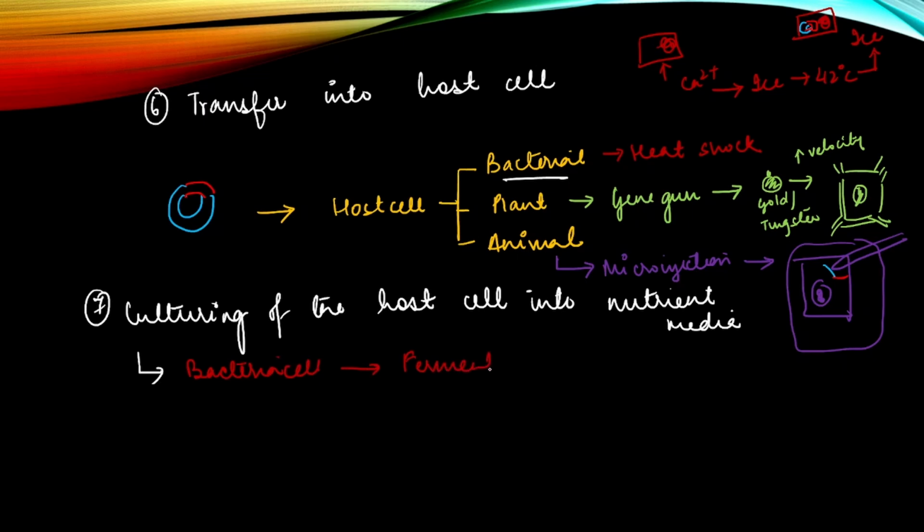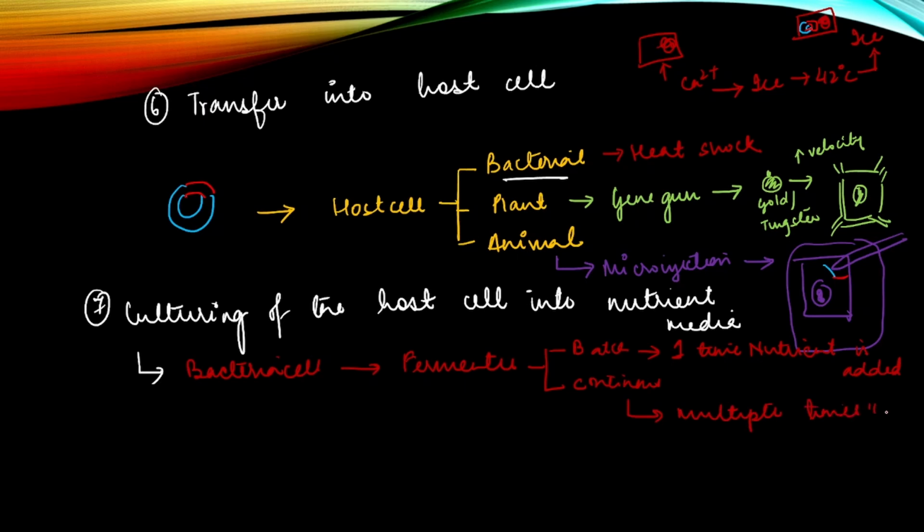And in the fermenter, two types of process will be there: batch and continuous. Any one I will be using. In case of batch, only one time nutrient is added. And in case of continuous, multiple times nutrients are added. Right?